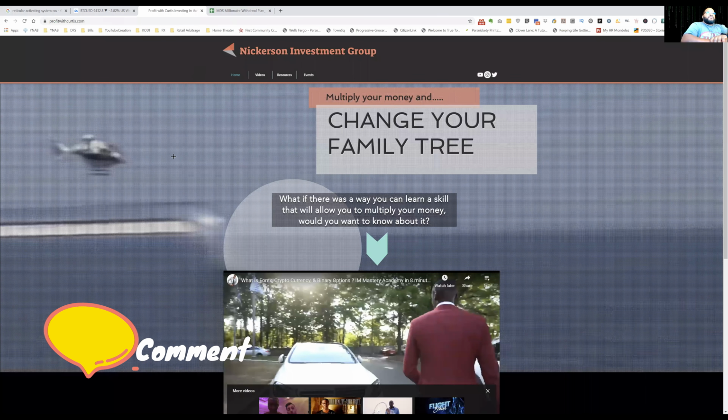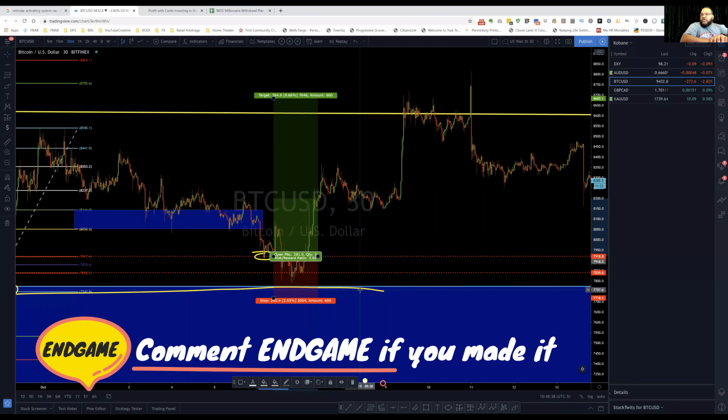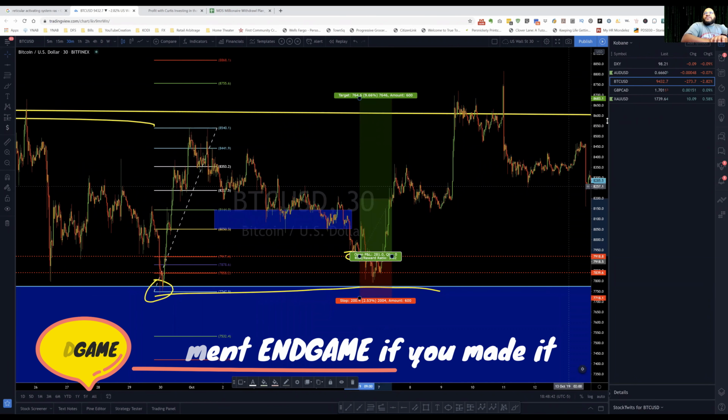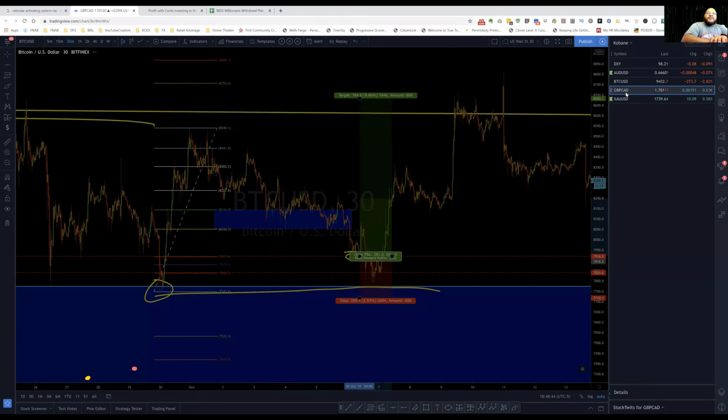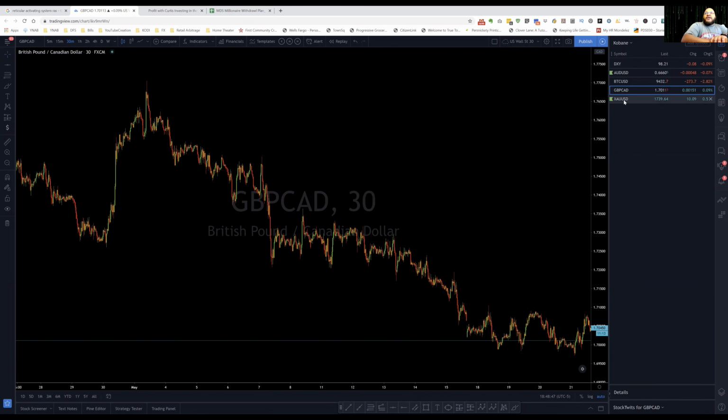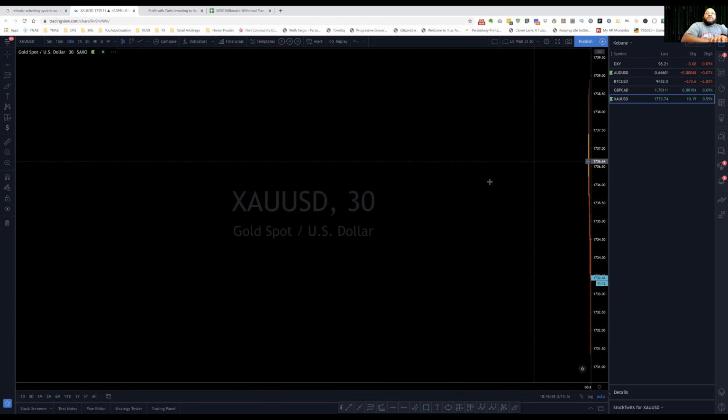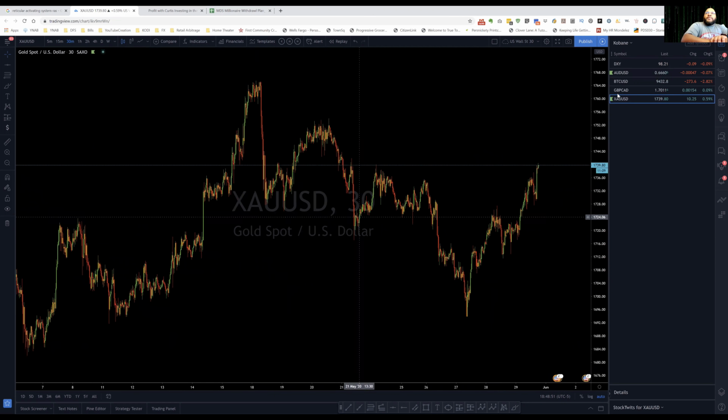So that being said, y'all, this went on for about almost a good 45 minutes there, but that's the basics of how I go in and do my markups. I still have GCAD to do my markups on and gold to do my markups on. All righty. But those are the 4 pairs that I trade.